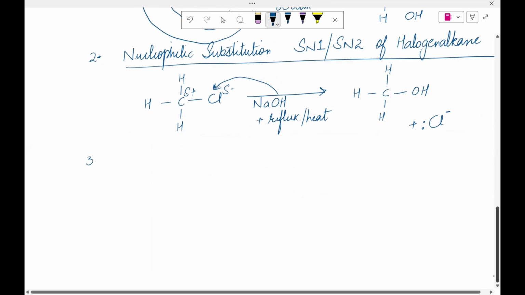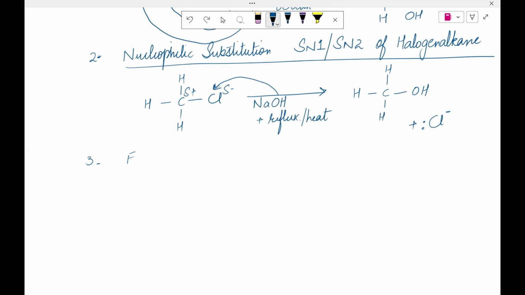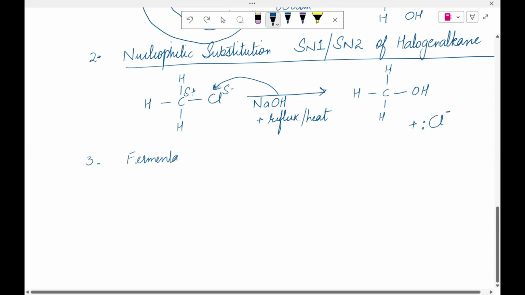So the next reaction is basically formation of glucose. Oh, sorry. That is basically fermentation of glucose. Do you know what is fermentation of glucose? No. Okay. So in the fermentation of glucose, what actually happened? We are having this sugar molecule C6H12O6. This is glucose.